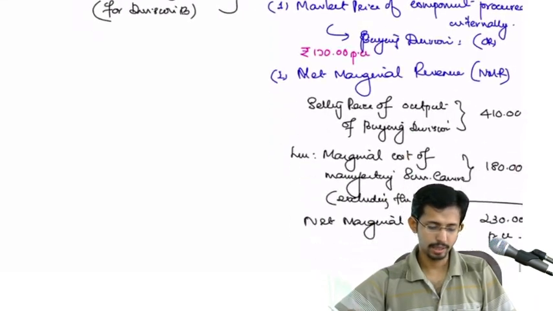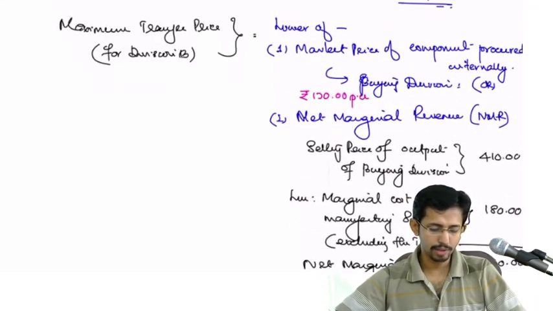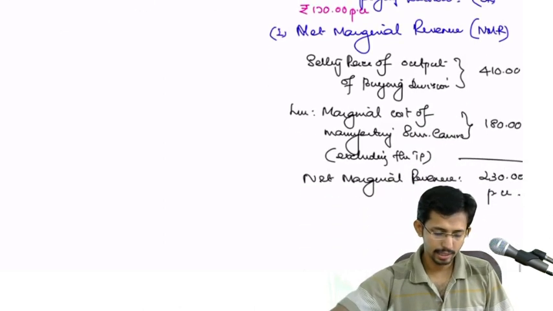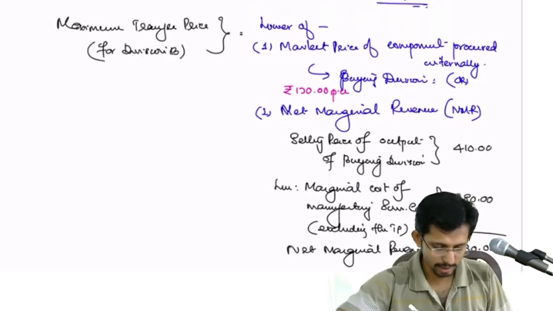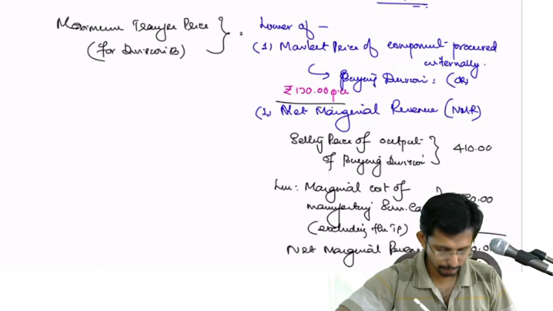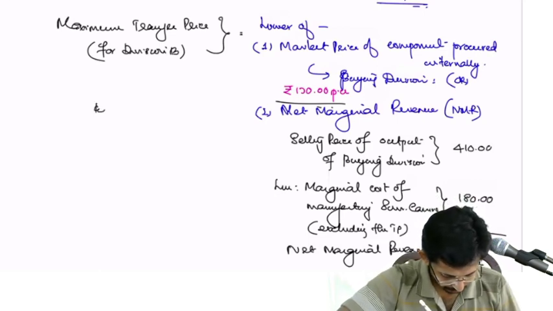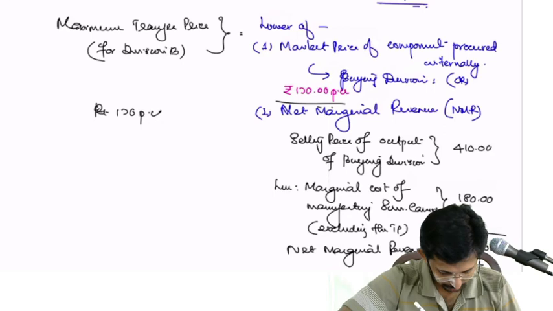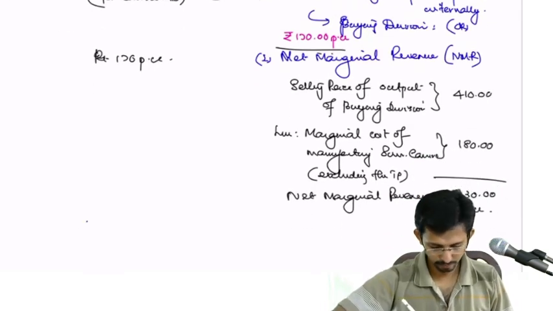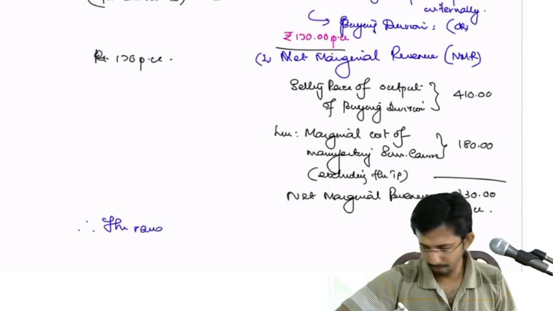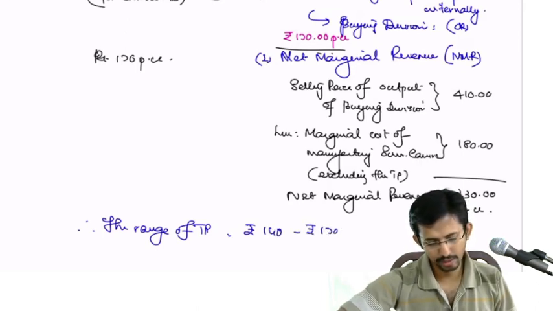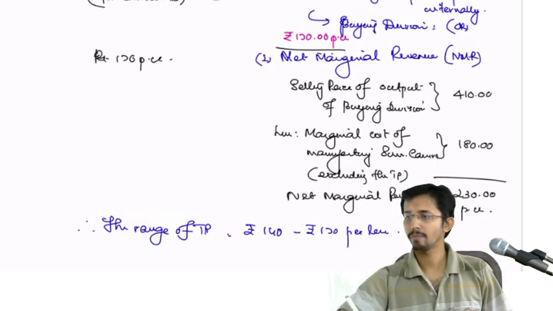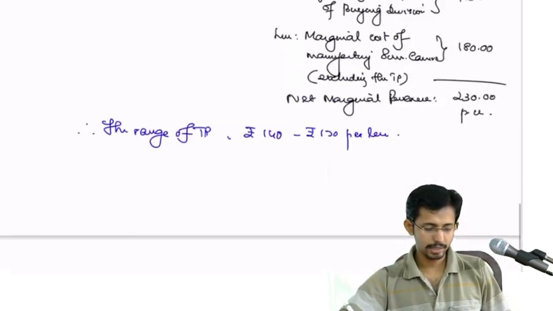that is 230 per unit. Okay, so on one side the maximum market price of the component is 170 per unit, and on the other side the net marginal revenue is rupees 230 per unit, and the lower of these two will be 170 per unit. So the maximum transfer price to be charged is rupees 170 per unit. Therefore the range of TP is minimum 140 to maximum 170 per lens. Is it clear? So that is the range of TP.